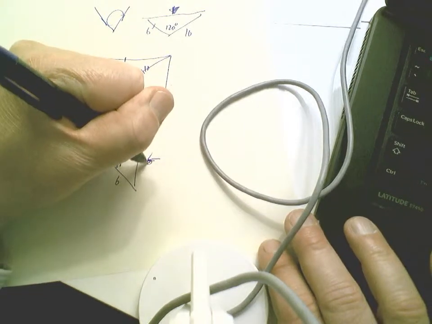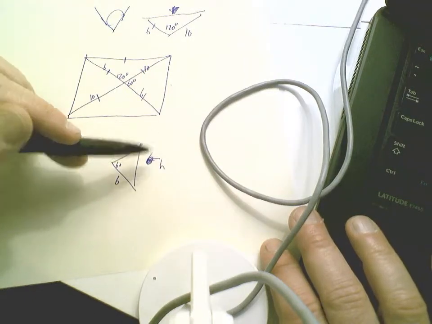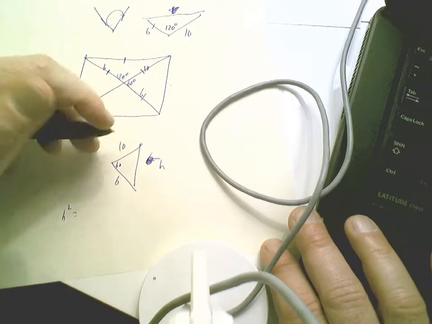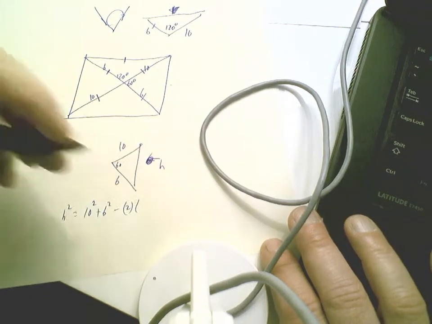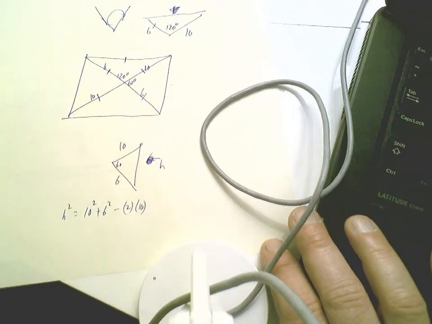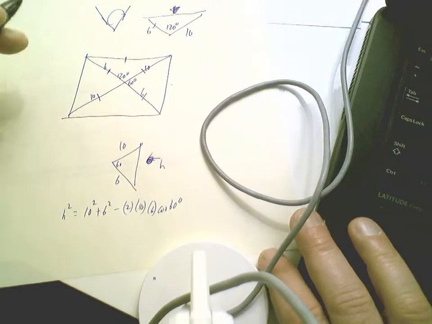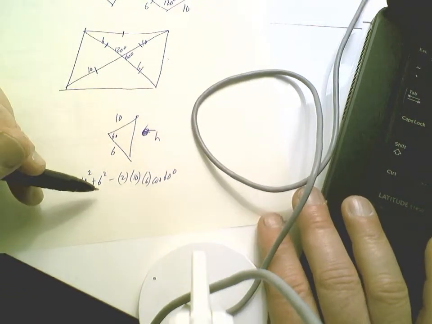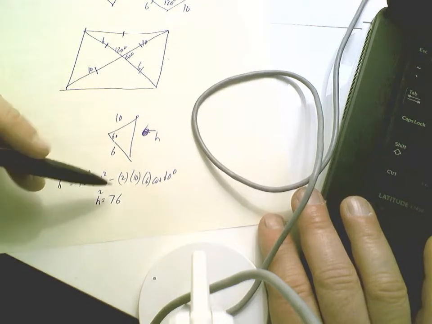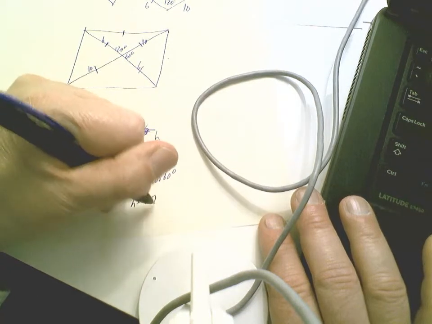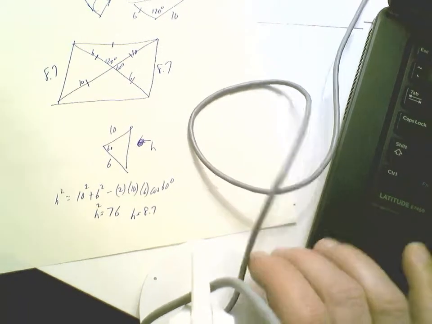This little value here, let me just call it h. I'm going to call it h for the height. I can say h squared equals what? 10 squared plus 6 squared minus 2 times 10 times 6 times the cosine of 60 degrees. And when I do that, I'm going to get h squared equals right around 76, and h equals 8.7. I've now found this part of the parallelogram, 8.7, 8.7.